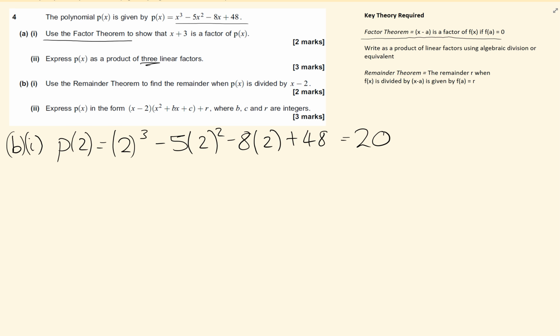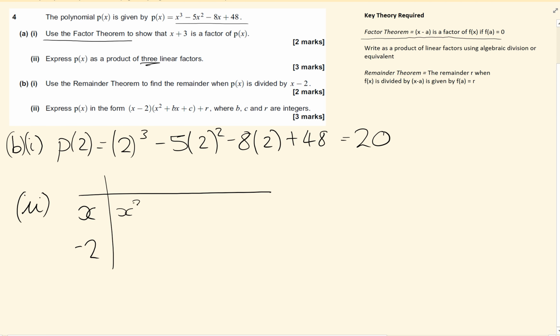Okay, so I've now used my remainder theorem and found the 20. Now I wish to express this division in form again. Now this is pretty much a repeat of part 2 of part A. So I'm going to do exactly the same method this time, but instead of having x plus 3, I'm going to have x minus 2 here. So I want the same thing again, so I want x cubed. So it's going to be x squared, leaves me with minus 2x squared.